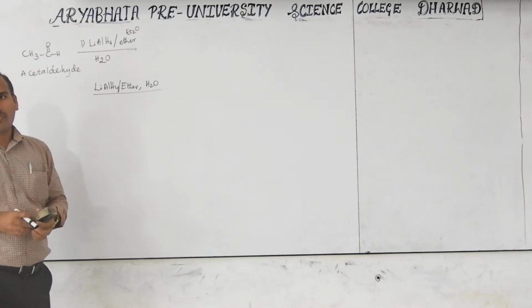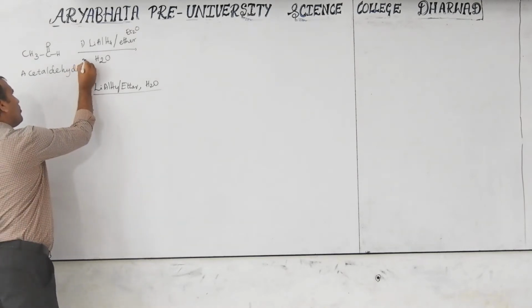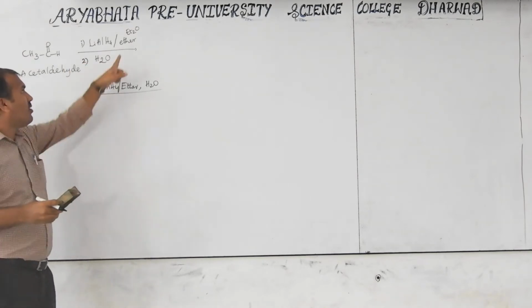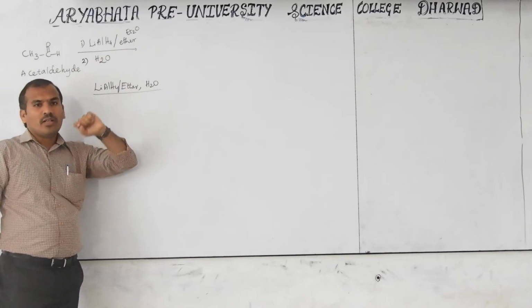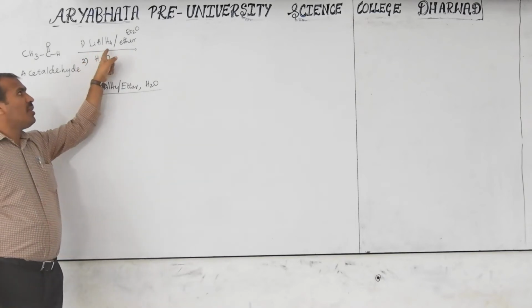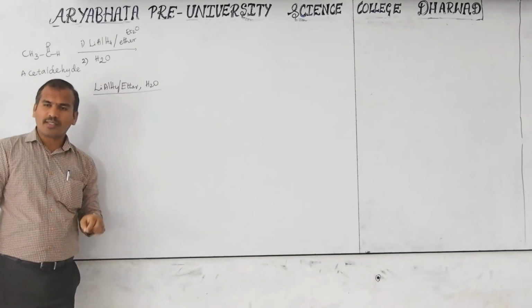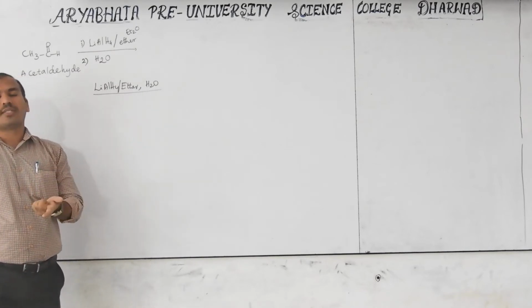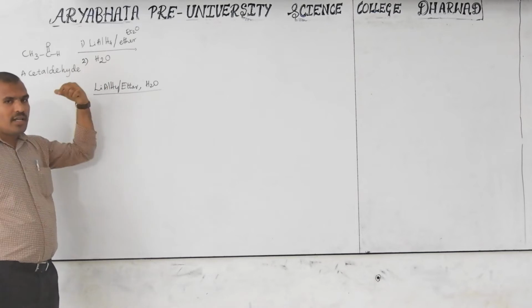That is a very, very important thing. The reason: here this is a polar solvent, and here which one? Non-polar solvent. I already told you that with lithium aluminum hydride you have to take the non-polar solvent only, not the polar solvent. It reacts in another way.